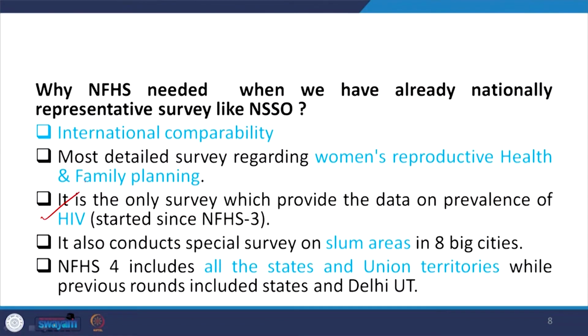So therefore, this is interesting. HIV is considered. It also conducts spatial survey on slum areas in 8 big cities.